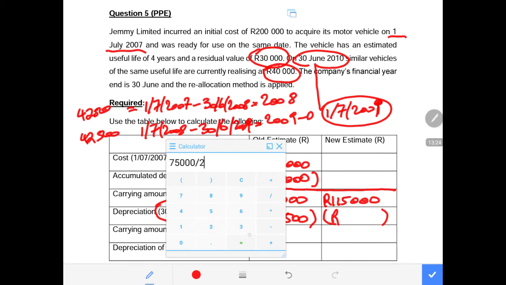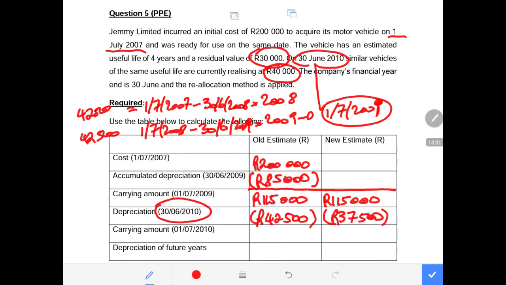We divide this by the remaining useful life. I want to highlight that this depreciation is for 2 years. If you remember, this 85,000 is divided into 42,500 depreciation for the year 2008 and another 42,500 depreciation for the year 2009. So now this is the depreciation for these 2 years.